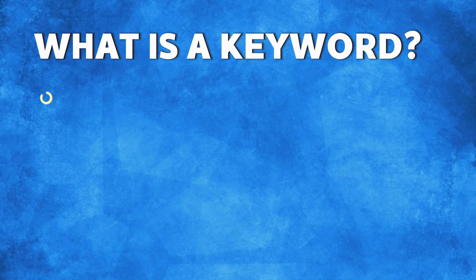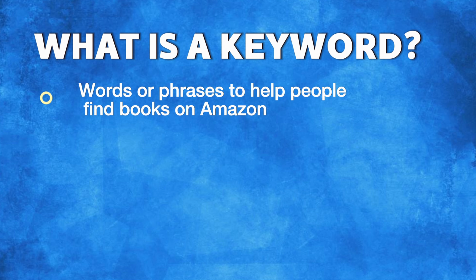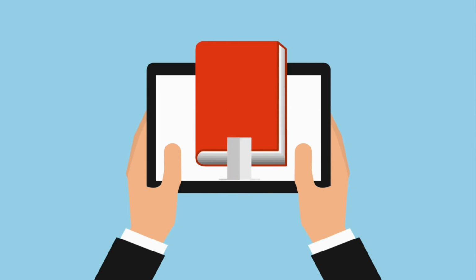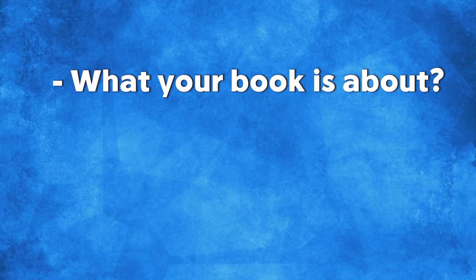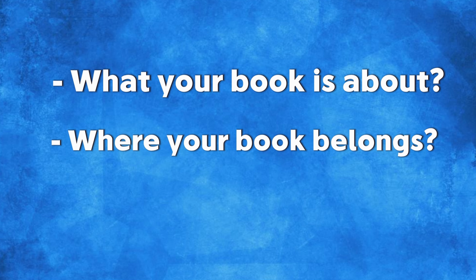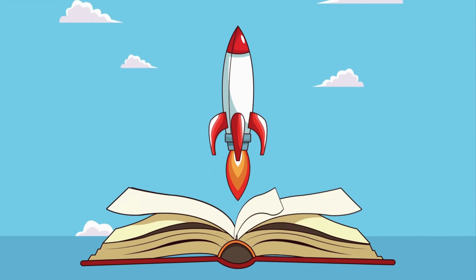But before we start, let's briefly discuss keywords to establish a foundation and understand their importance. What is a keyword? Amazon KDP keywords are like special words or phrases that authors pick to help people find their books on Amazon. Think of them as the secret codes that make your book show up when someone looks for it. These keywords are super important because they help Amazon figure out what your book is about and where it should go on the virtual bookshelves. They are the reason your book gets noticed.